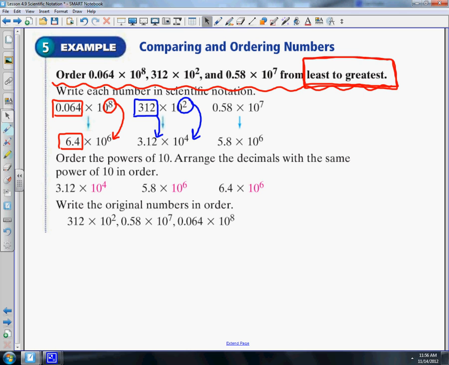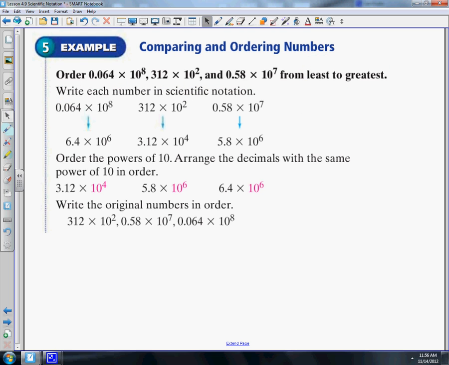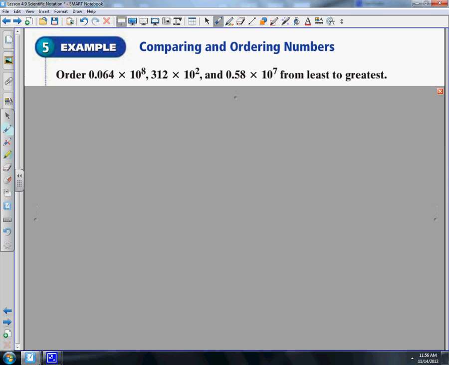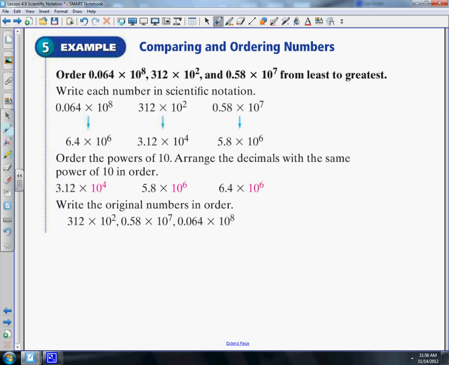So if I step back and look at these numbers that they first gave you, it looks like they're all in scientific notation. But then, look. Okay, here's my numbers. Is this a number between 1 and 10? No. Is this a number between 1 and 10? No. Is this a number between 1 and 10? No. So none of them are written in scientific notation. They're not properly written. They're trying to fool you. So what you have to do is change them.